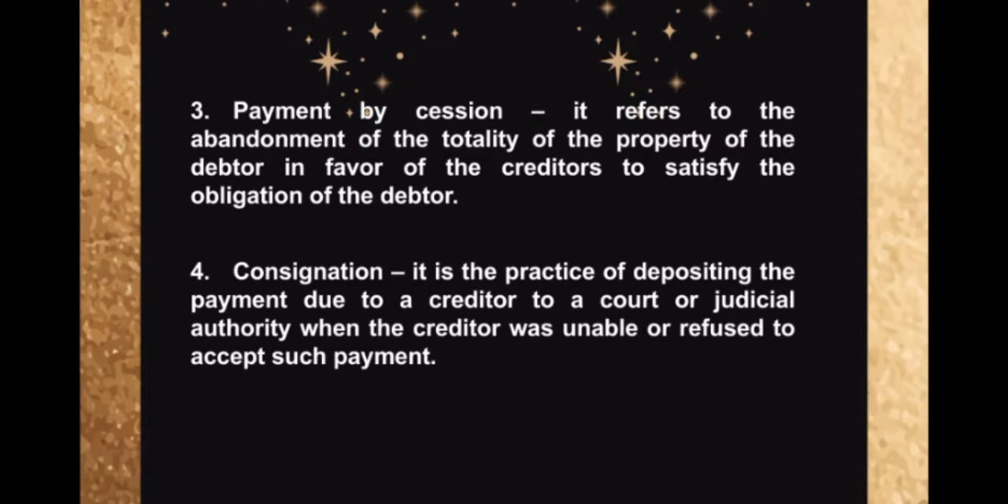Payment by cession. It refers to the abandonment of the totality of the property of the debtor in favor of the creditors to satisfy the obligation of the debtor. Where the debtor abandons all his property for the benefit of his creditors in order that from the proceeds thereof the latter may obtain payment of their credits. In assignment, the debtor is in a state of partial or relative insolvency.